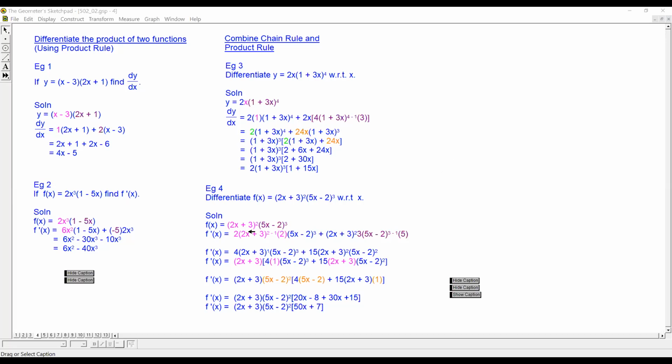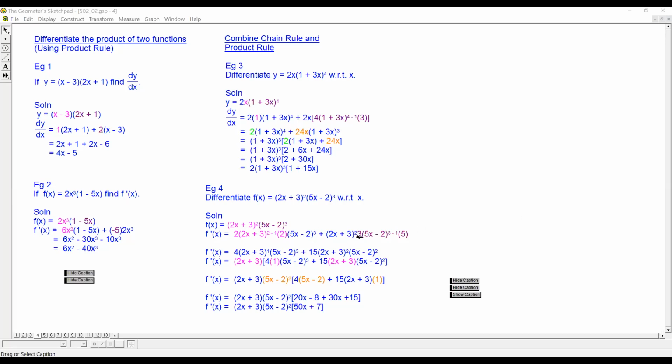Now, I want to simplify this first term. I gather the numbers first. Look for numbers first. What are the numbers? 2, 2. Any more numbers? No more. The rest, all bracket, no more. So 2 times 2 is 4. And this bracket is (2x + 3) to the power of 1 only. This (5x - 2) is to the power of 3. So the first term simplified.